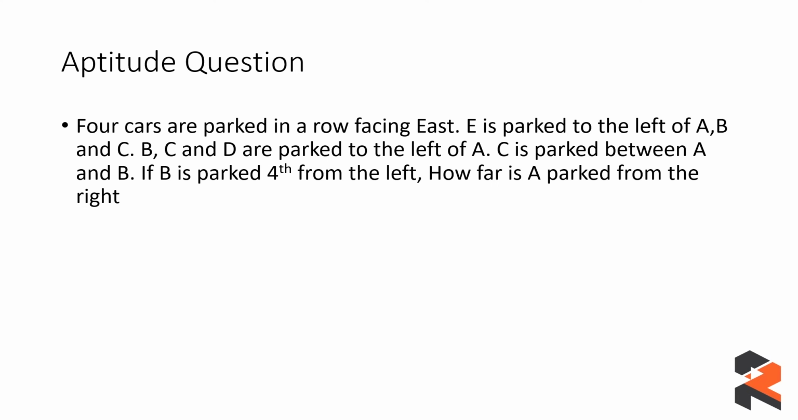Four cars are parked in a row facing east. E is parked to the left of A, B and C. B, C and D are parked to the left of A. C is parked between A and B. If B is parked fourth from the left, how far is A parked from the right?